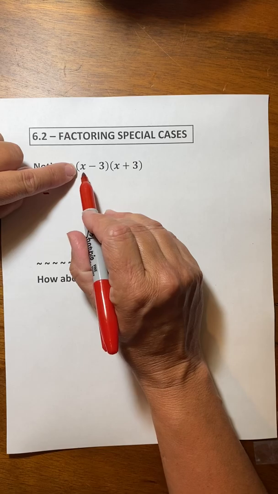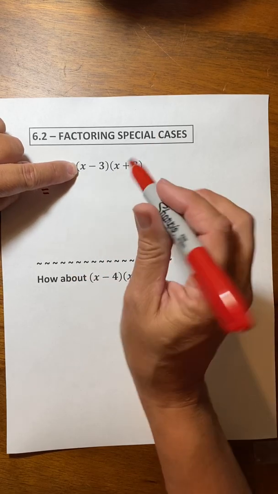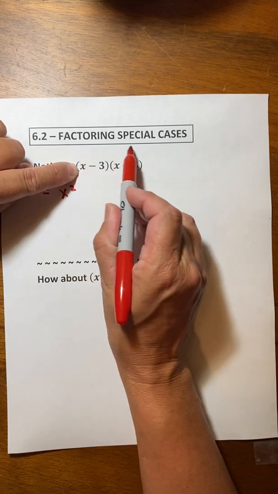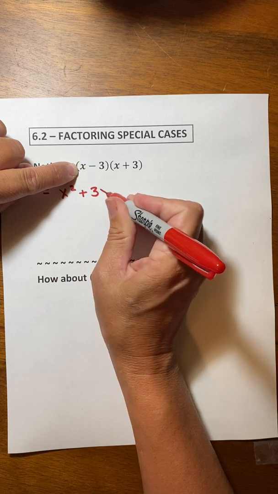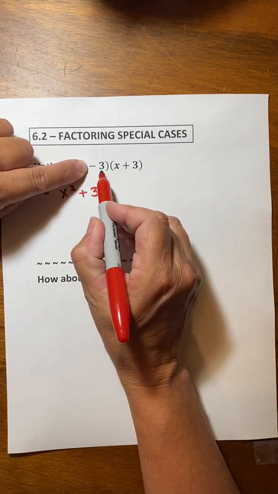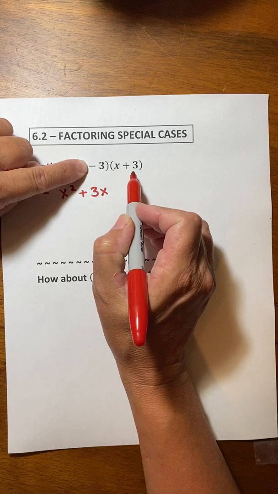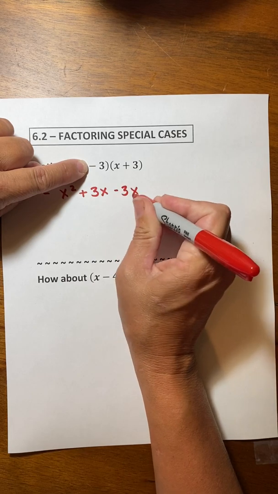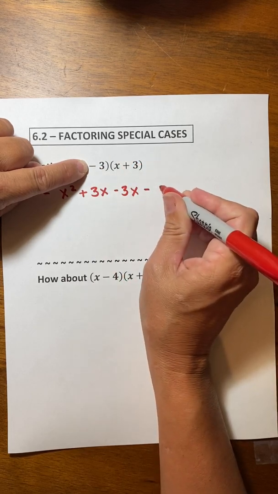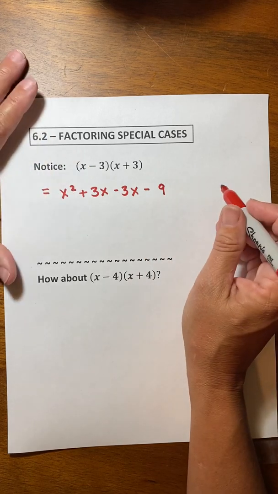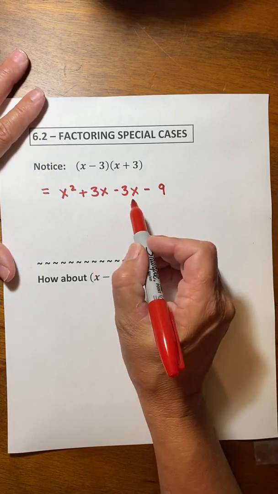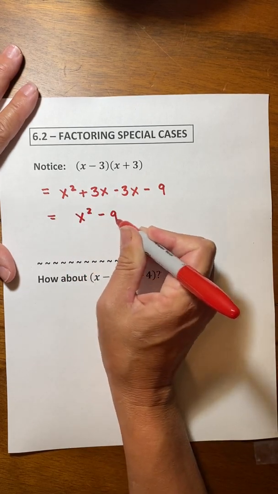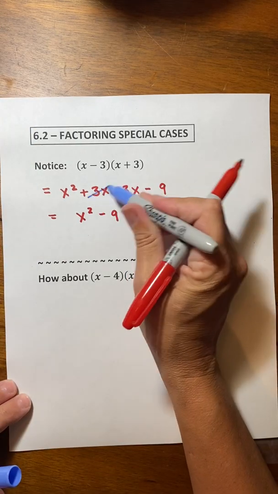In other words, we're going to take this x, multiply it by both terms in the second parenthesis, so the product of the firsts would be x squared. And then the product of the outers would be the x times the plus 3x. And then we're going to multiply this minus 3 times each of the terms in the second parentheses. So the inners would be minus 3x. And then the last would be minus 3 times positive 3, which is going to be minus 9. Now notice in this situation, the inner and the outer terms cancel. They're the same term but opposite in sign. So this just reduces down to x squared minus 9.